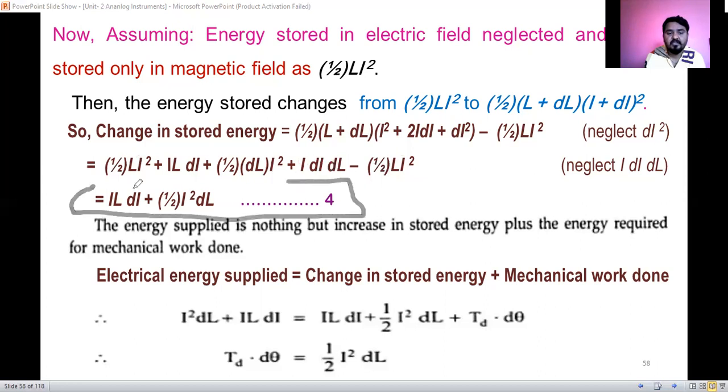Stored energy में कितना change हो गए, that one we have identified here. So first one is mechanical work done we have calculated. Second one is energy supplied we have calculated. The third one is change in stored energy we have calculated. That one we have given as equation number 4 here. Up to here, equation number 1, 2, 3, 4. Any doubts you can ask now only. If you have any doubts, you ask now only.